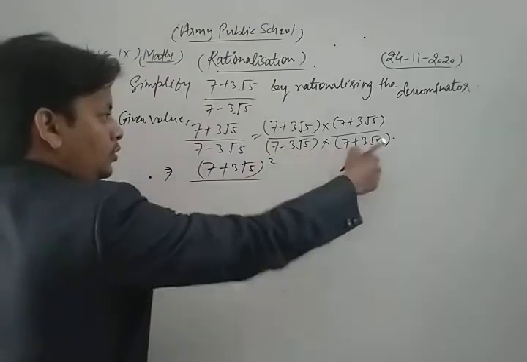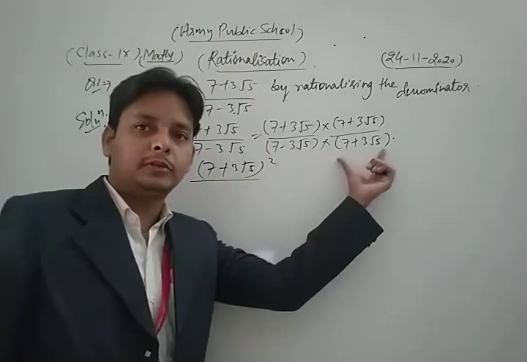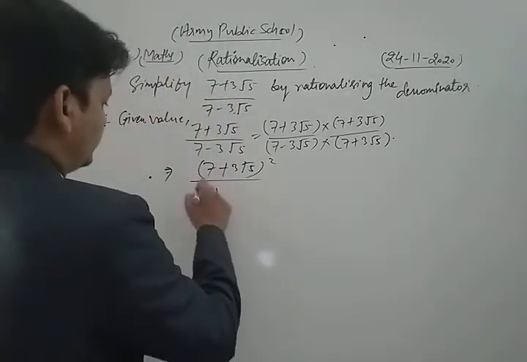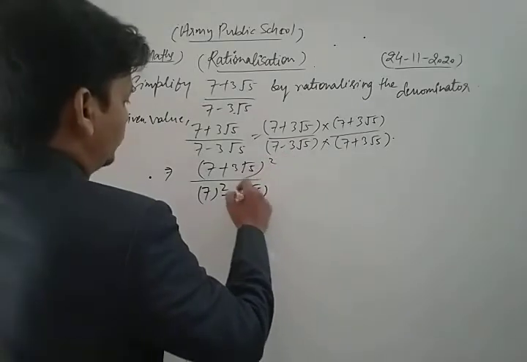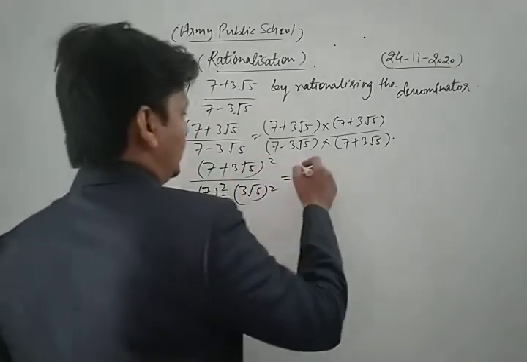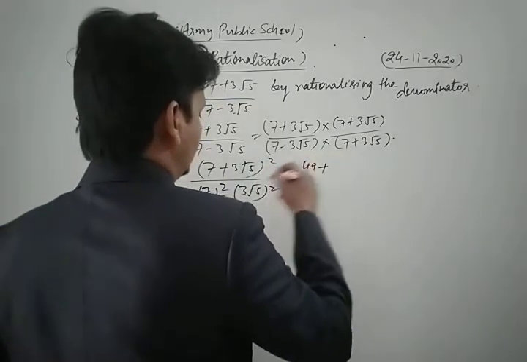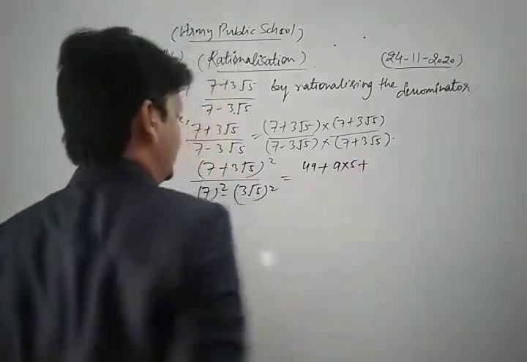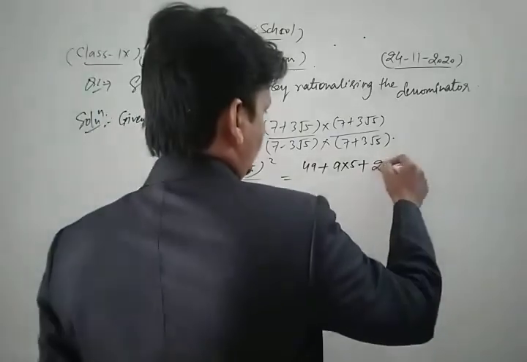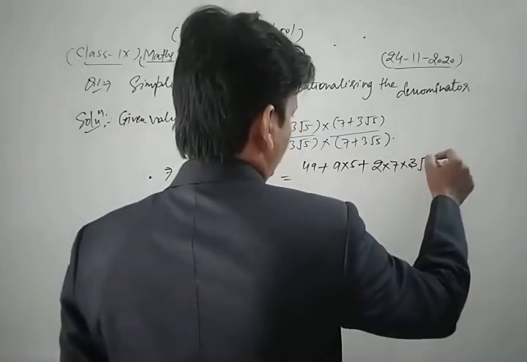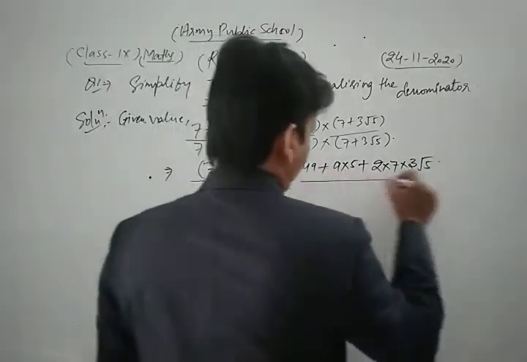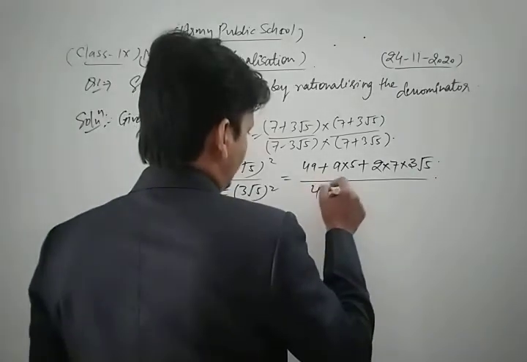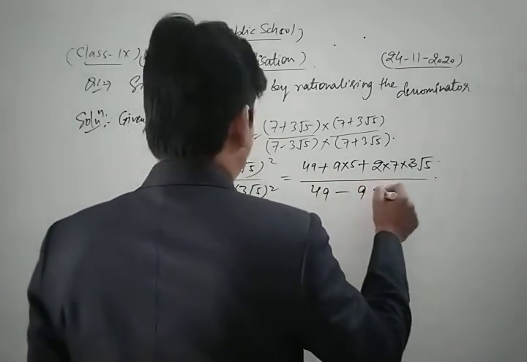This is the form of a minus b into a plus b. So here we apply the algebraic identity, a square minus b square. So we write 7 square minus 3 root 5 square. For the numerator, a square, 7 7 is 49, plus b square, which is 9 into 5, plus 2ab, means 2 into 7 into 3 root 5. In the denominator we get 7 7 is 49 minus 3 3 is 9 into 5.